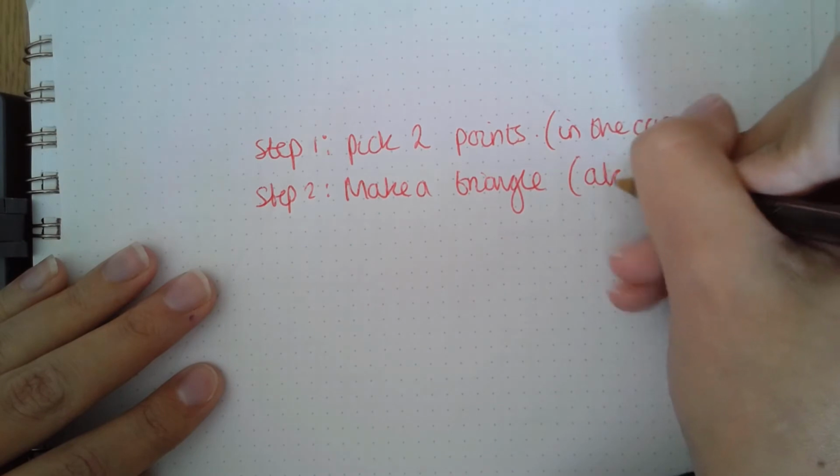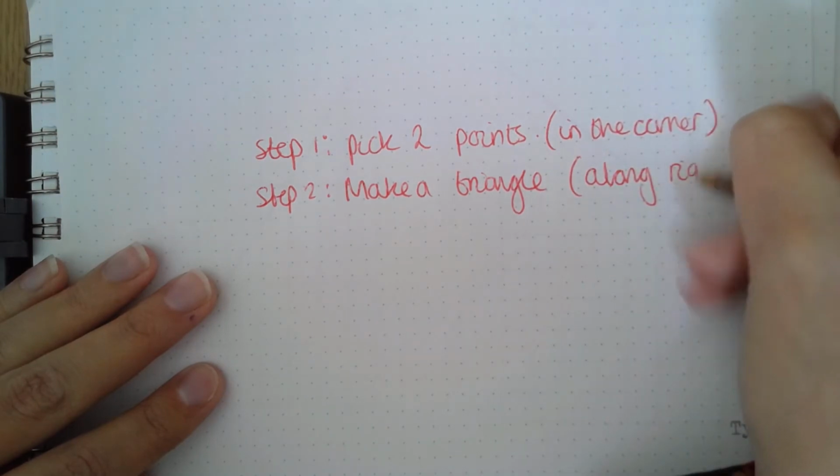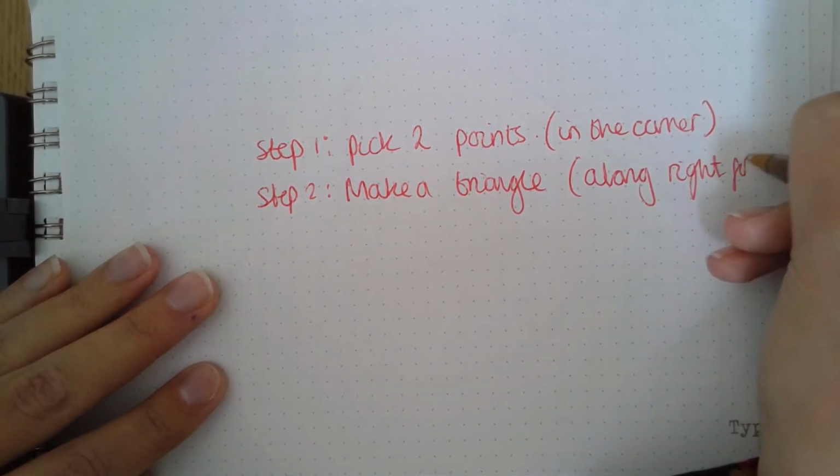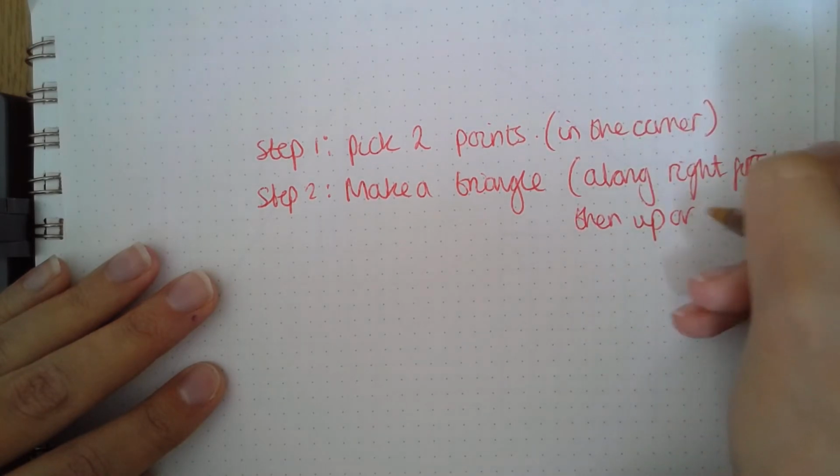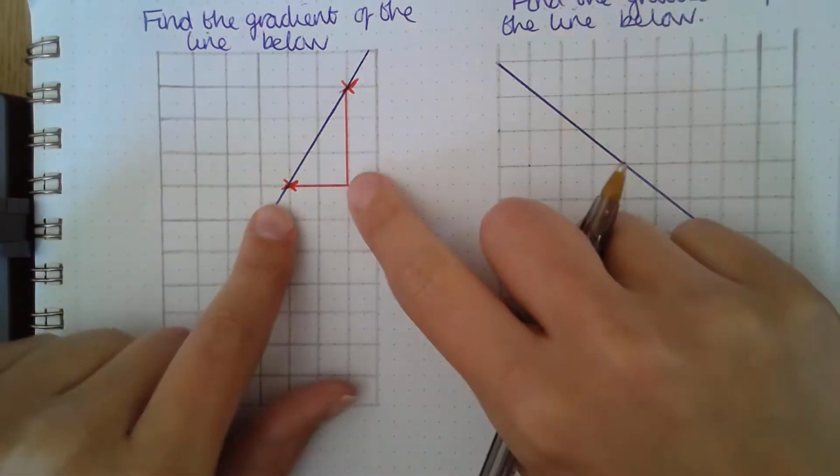So go along to the right first, then up or down. Okay, so I've made my triangle.